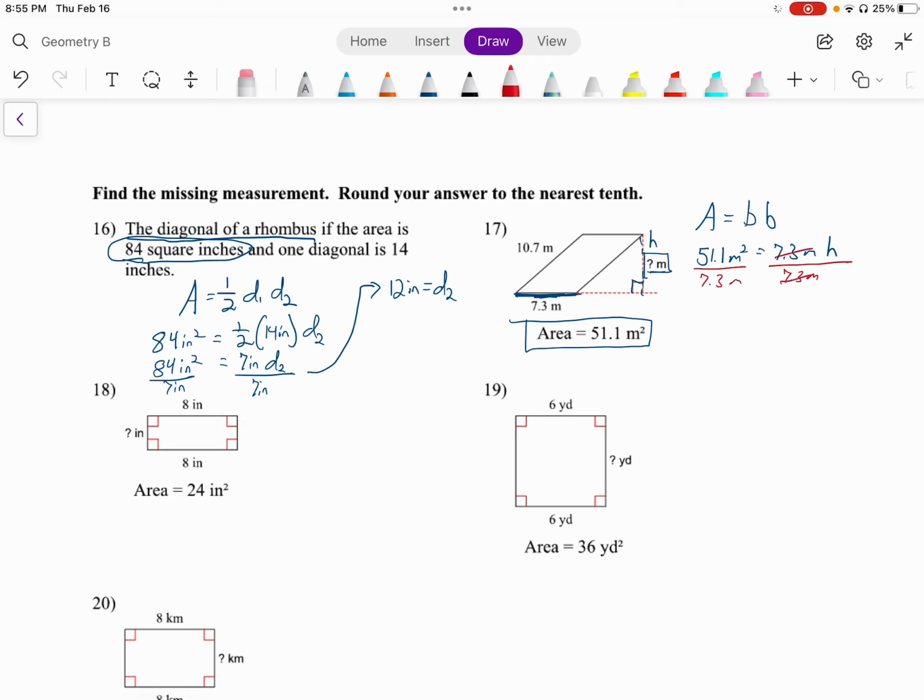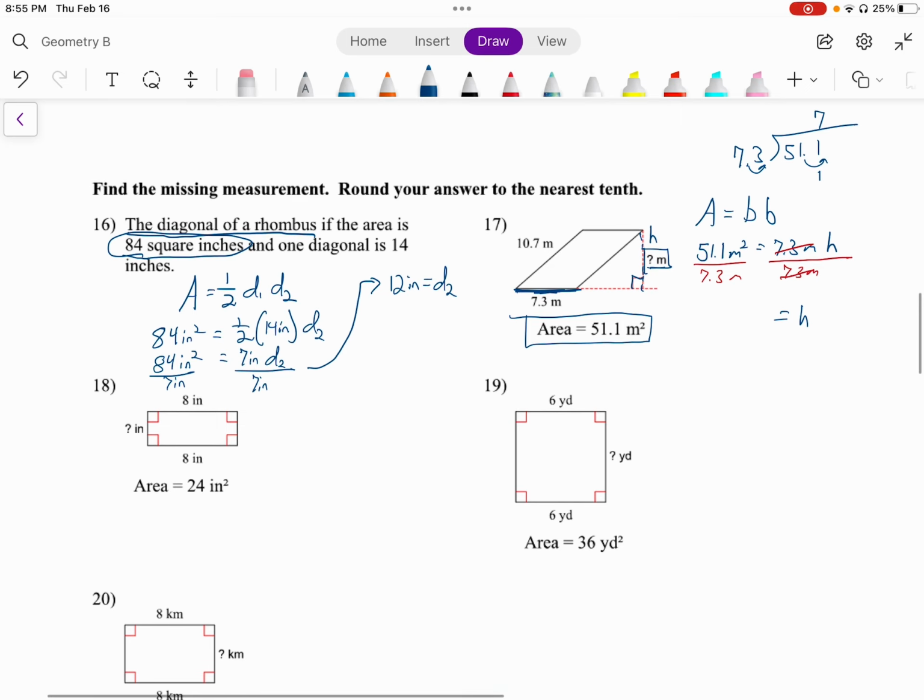Over here they cancel. So we find the height is equal to, we have to divide 7.3 into 51.1, move the decimal over once. It's probably 7, because 7 times 70 is 49, or 490. So let's try 7. 7 times 3 is 21. Perfect. So the height is 7 meters.